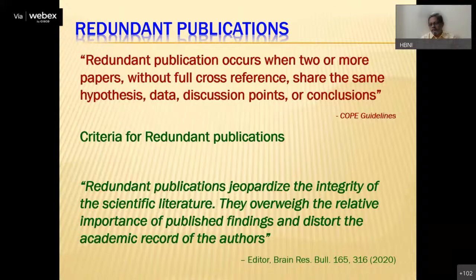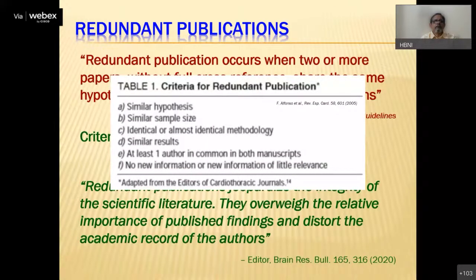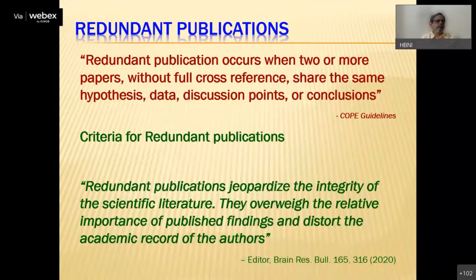And then what are the criteria for redundant publication? You can see that the hypothesis is similar, similar sample sizes. When I say sample sizes, it could be even the number of, say, human beings taking part in a trial, for example. Then identical or almost identical research methodology. You have very similar results and at least one author in common in both the manuscripts. And finally, no new information or new information of little relevance. So these are the various criteria on which you decide whether a publication is redundant or not.